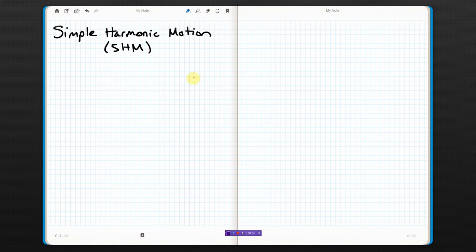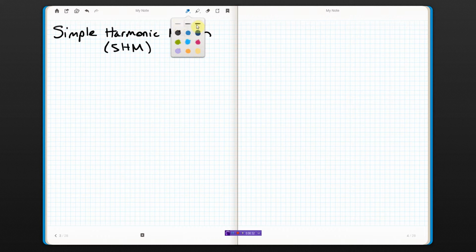Let's talk about simple harmonic motion, or SHM for short. This first video is just a brief overview of what this motion is and the equation to describe it. Later we'll talk about how you get that motion and how it works for certain cases like pendulums and masses on springs.